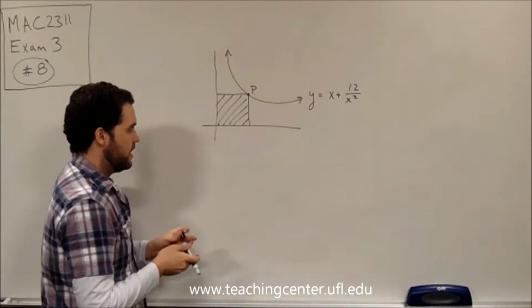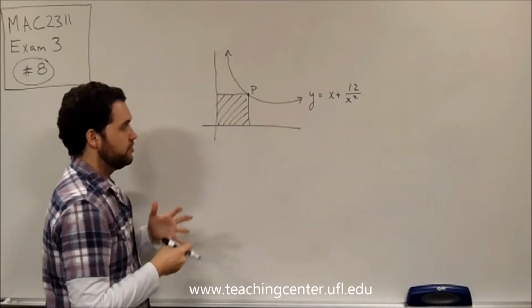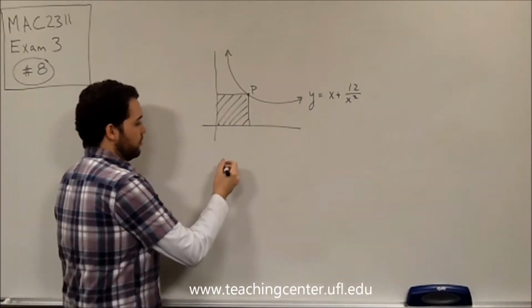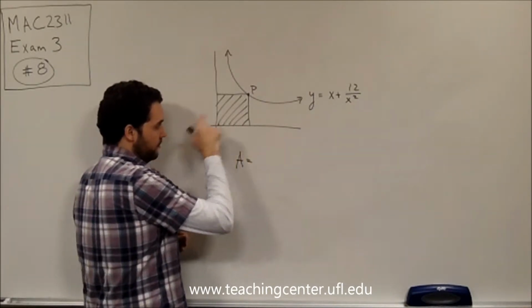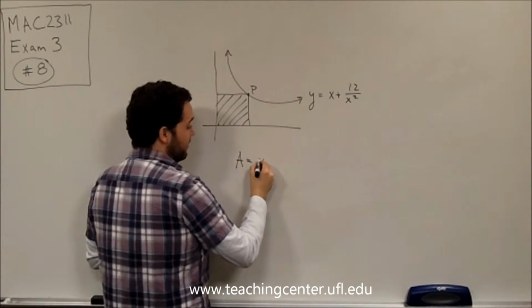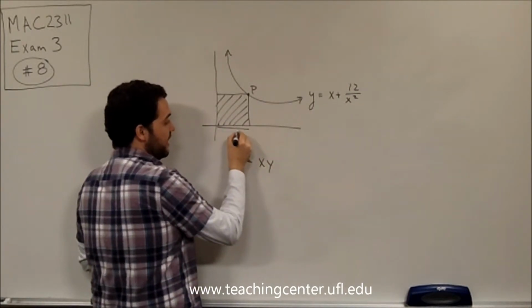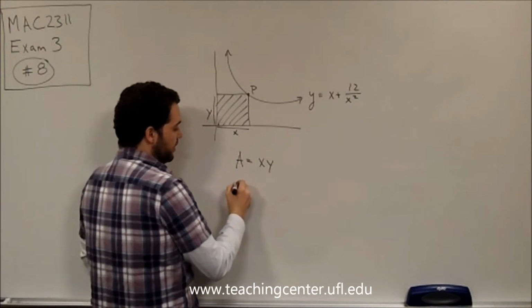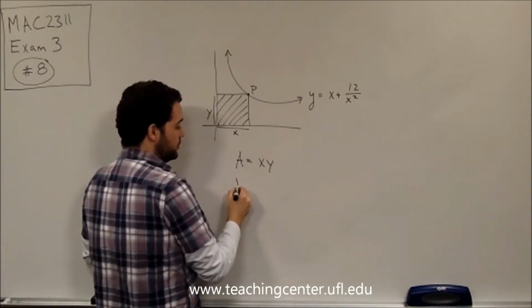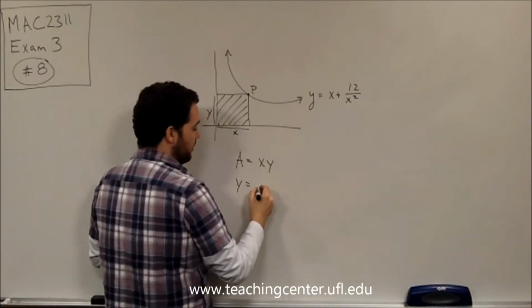So what we want to do is we need to have a primary equation and a constraint equation. So the primary equation would just be the area of our rectangle. And we know that's just x times y, right? Because this would be your x and this would be your y. So now our constraint equation is just the curve itself, because you know that y is related to x by the equation given.